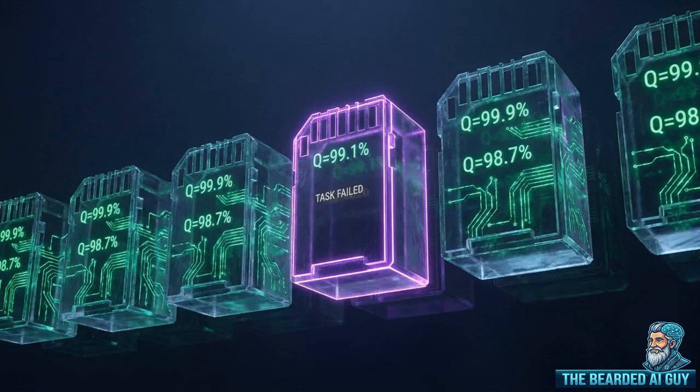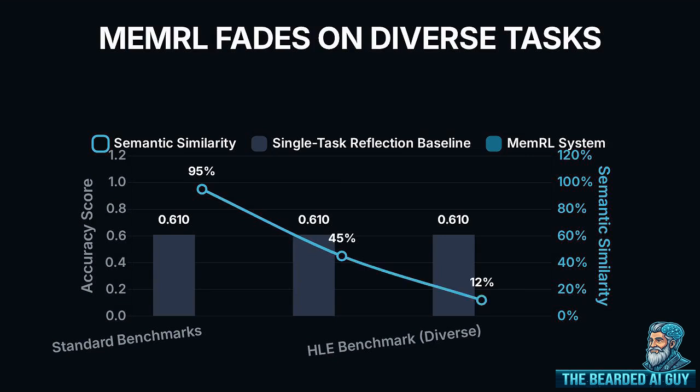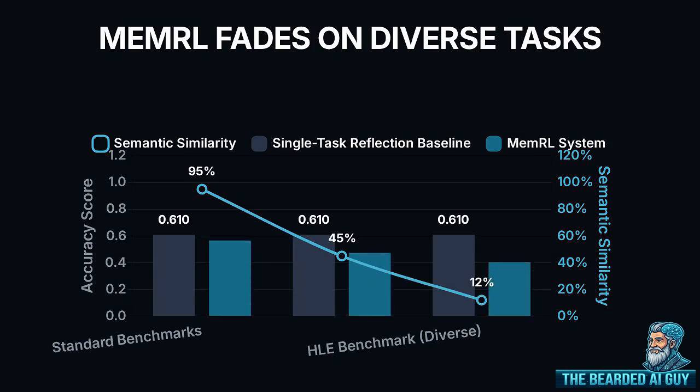That brings us to the primary vulnerability of learned memory systems. They struggle when tasks lack shared structural elements. This chart compares MemRL against a single task reflection baseline. If every problem is structurally unique, the utility estimates have nothing to latch onto. You end up with a cache of high-scoring memories that completely fail to generalize. The systems tie on the HLE dataset specifically because HLE has low internal semantic similarity. The learning fades when the tasks diverge.